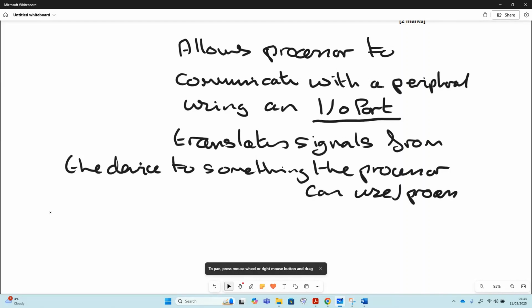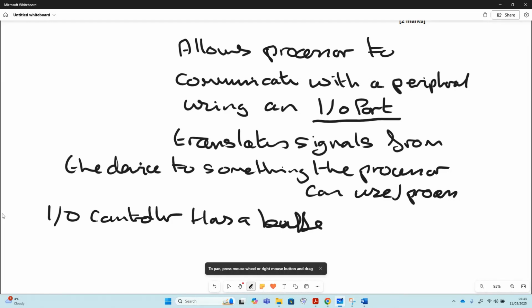So there are other things we could say about this. The input-output controllers also have a buffer. So the I/O controller has a buffer. And that buffer is just a bit of memory. And that memory is used to temporarily hold some data when it's being sent between the computer and the device, so that there's nothing lost. So it just holds it briefly.